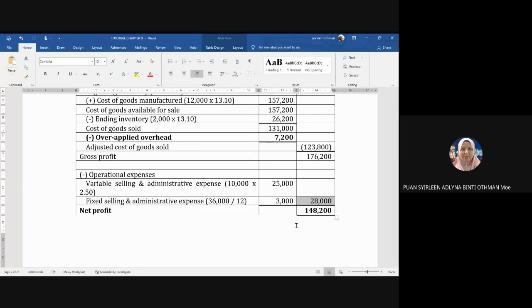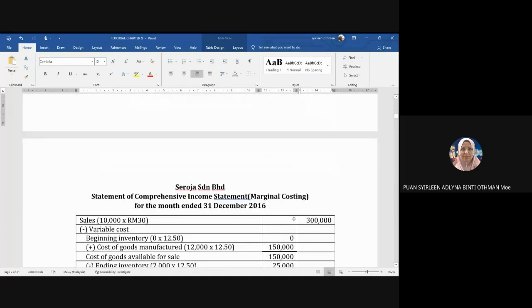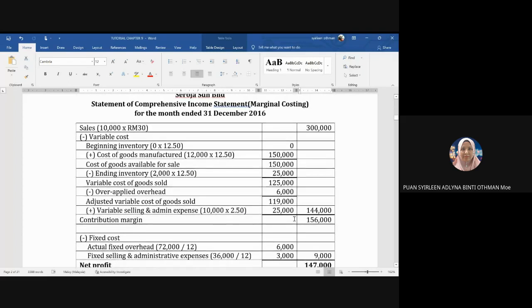Okay, so ni untuk marginal, absorption. We go through to marginal. So marginal kalau awak tengok sampai sini, sampai sini semua sama lah kan. Cuma dia darab dengan RM12.50. Okay, and then you have your ending inventory, 25,000. Okay, so you dapat variable cost of goods sold.